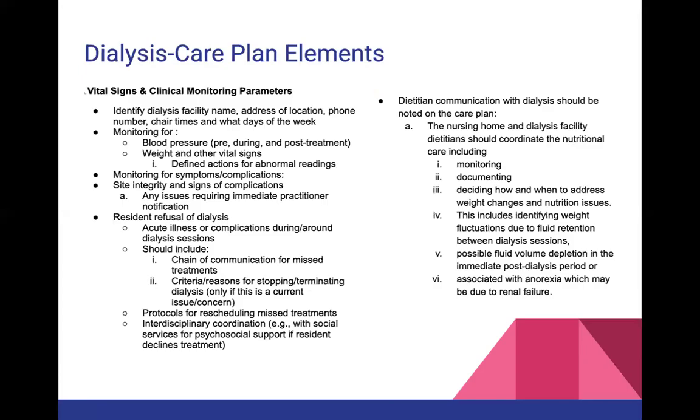Dialysis care plan elements that are important to talk about: identifying your dialysis facility name, the address of the location, the phone number, the chair times, and what days of the week. On there, you also have to have your typical clinical stuff: monitoring for blood pressure, weights, vitals, symptoms, complications, site integrity. And you have to have a plan if you have a patient that's refusing dialysis or they've missed dialysis. You want to have what the chain of command is for missed dialysis, the criteria for why they're stopping, why they're terminating, and what our protocols are for rescheduling.